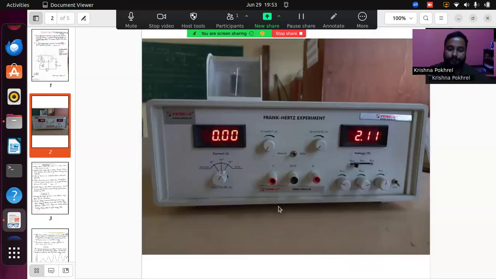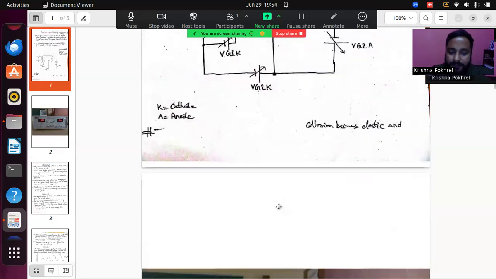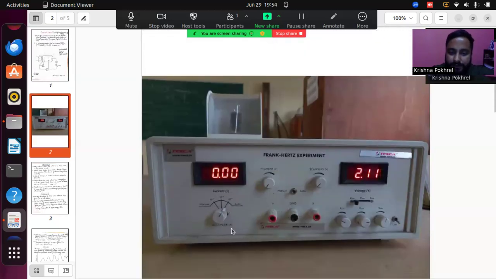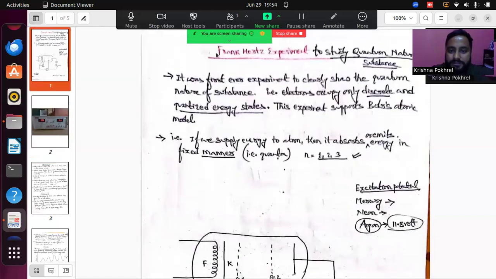In this study time period, we are going to learn about these topics. This is the experiment setup which we use in our lab. I will tell you how to operate this experiment. Frank Hertz experiment to study the quantum nature of substance.